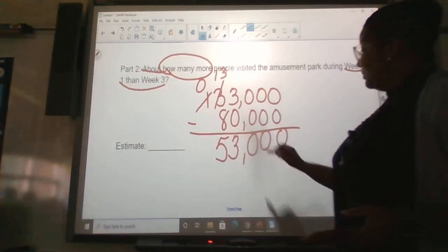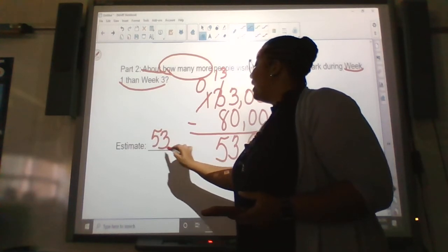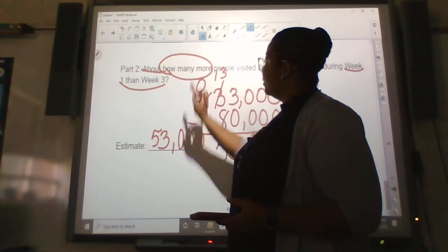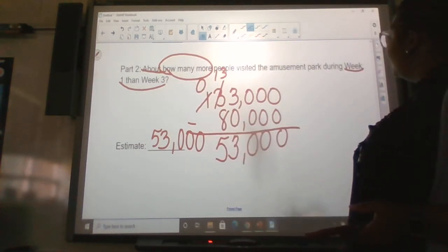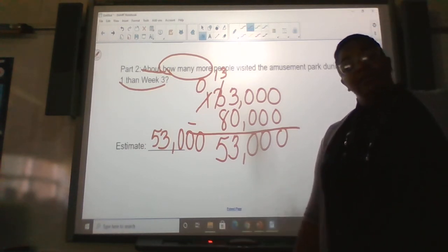So my estimate is about 53,000 more people visited the amusement park during week 1 than week 3.